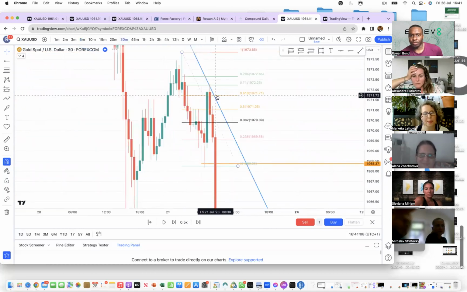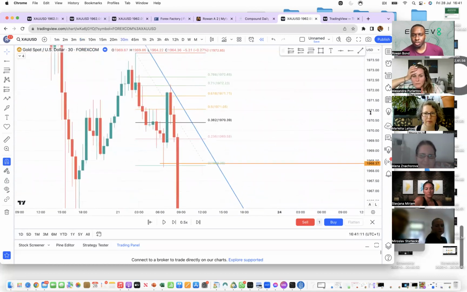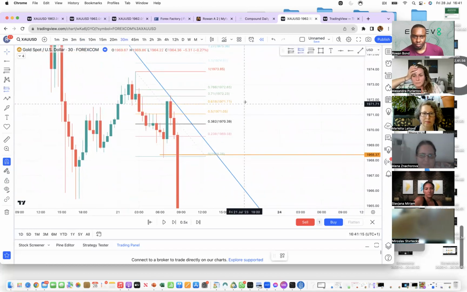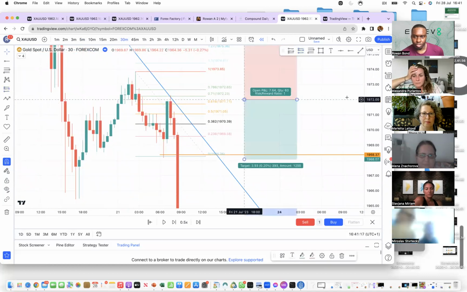So if you're going to take this trade, for example, if you're going to take a longer trade, which I've started to do, what you can do is put your stop loss like this.